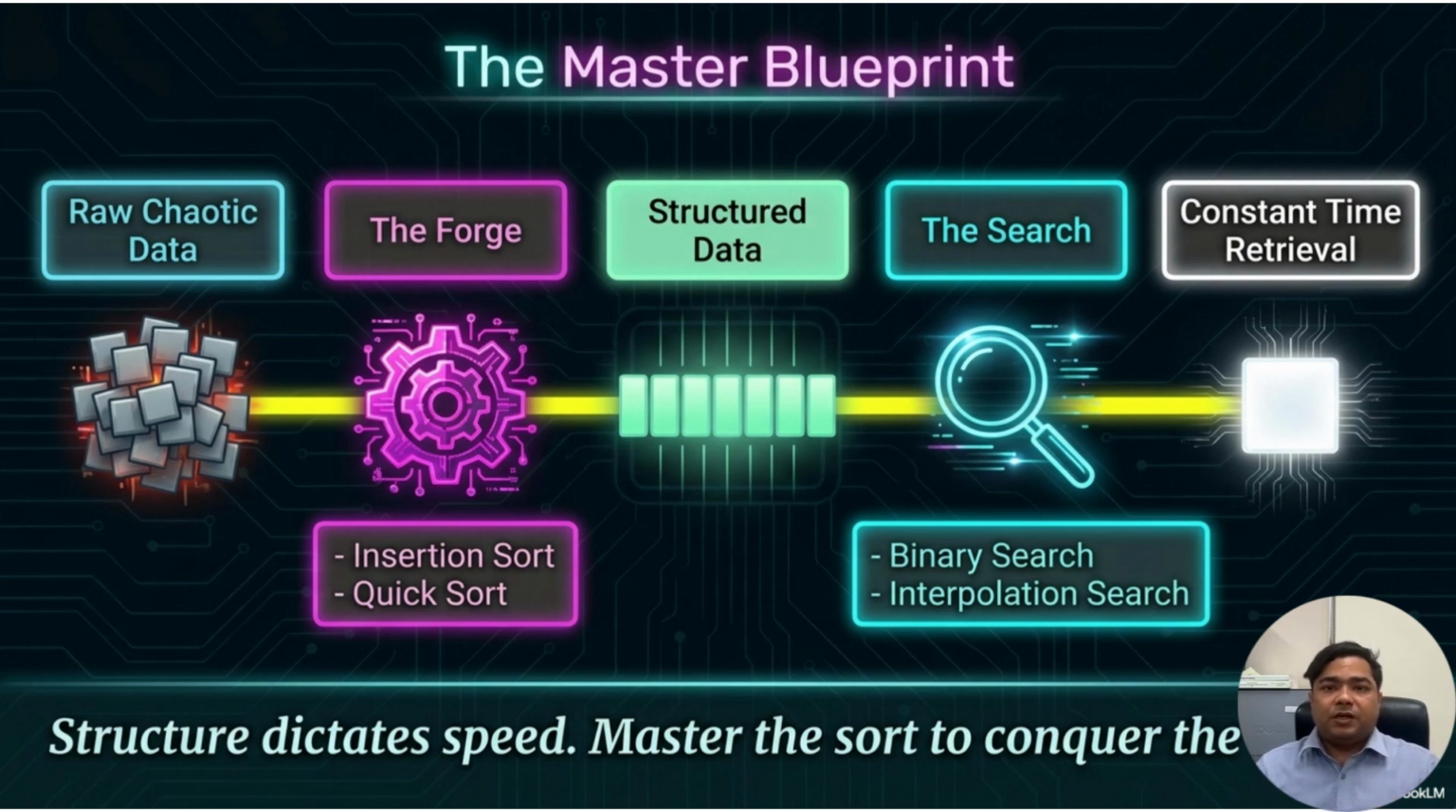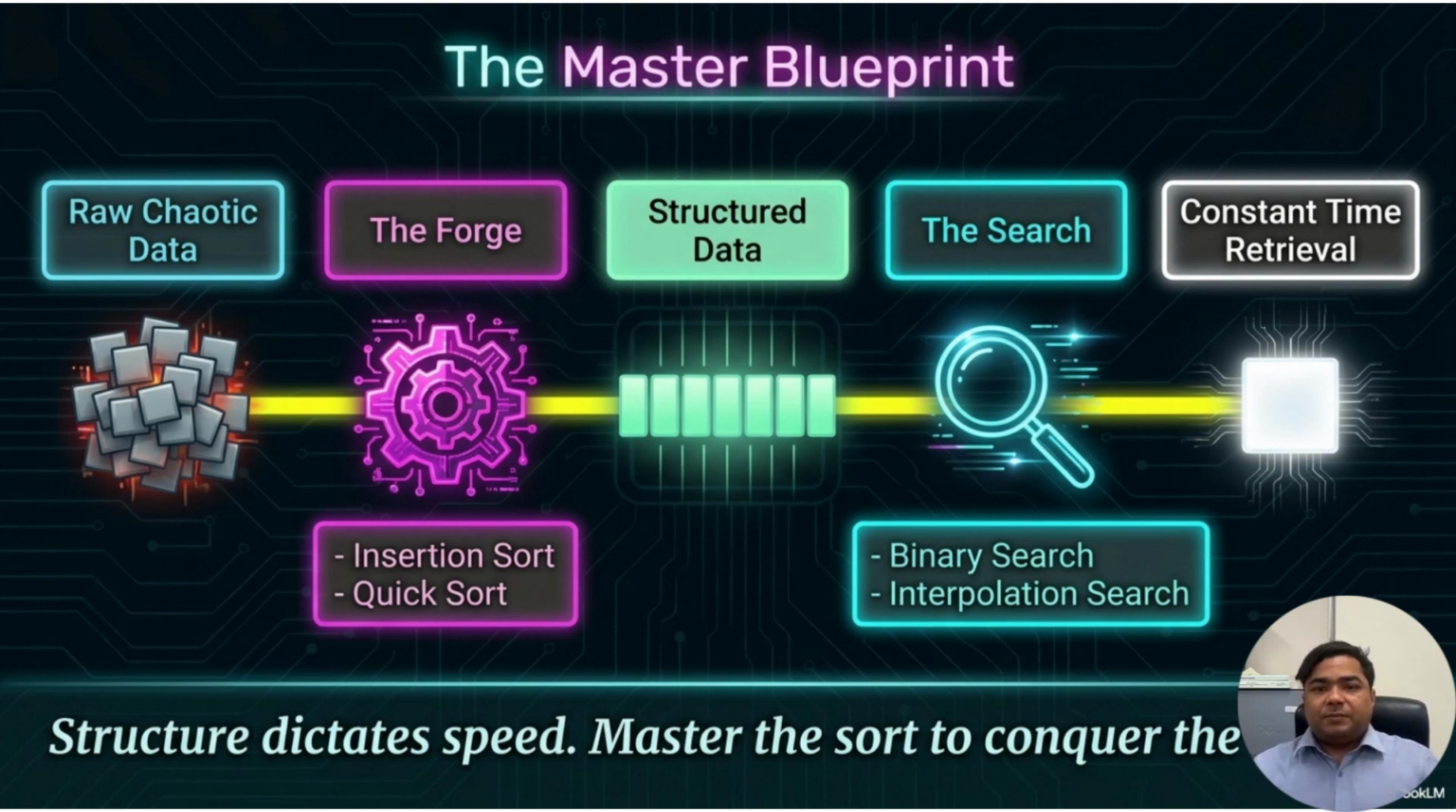We start with raw chaotic data. This is data without any useful order. It may be random numbers, names, records, or files. Then the data enters the forge. The forge represents sorting algorithms. In this slide, examples include insertion sort and quicksort.